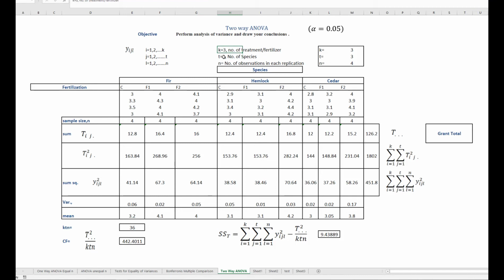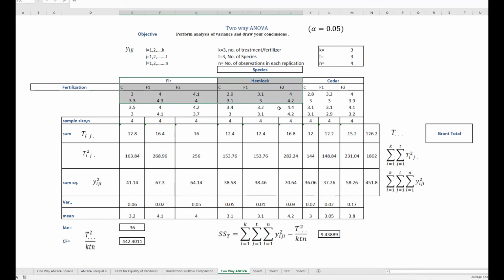So I define them by K, T, and the number of observations in each replicate. That means how many observations we have in each of them. In each of those cases, you can see that we have the same number of observations. That means it will be 4. That's what I tried to define. And then I use the subscript IJL. So I is for treatment 1 up to 3, J is for species 1 up to 3, and L is for observation 1 up to 4.